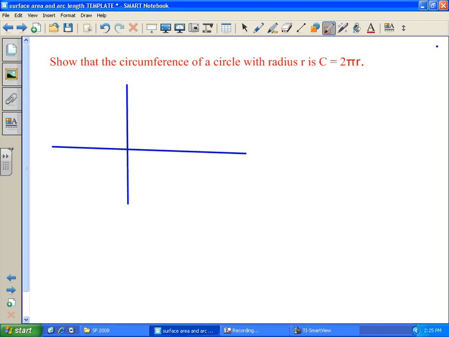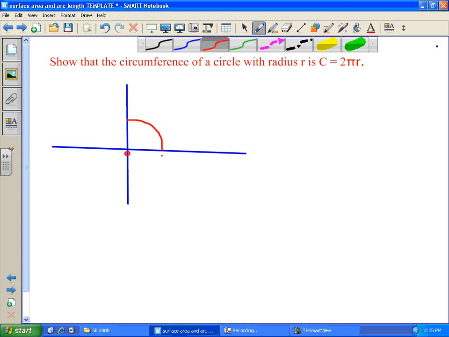So we're going to begin by taking a quarter of a circle with radius r and finding the arc length of this quarter of a circle. Then we can multiply the answer by 4 to find the total circumference. Once again, what is the equation of a circle centered at 0, 0 with a radius of r? It is x squared plus y squared equals r squared. And let's solve that for y. y equals the positive square root of r squared minus x squared.